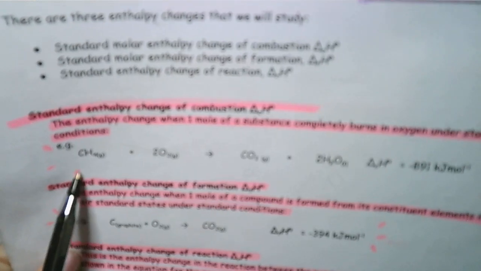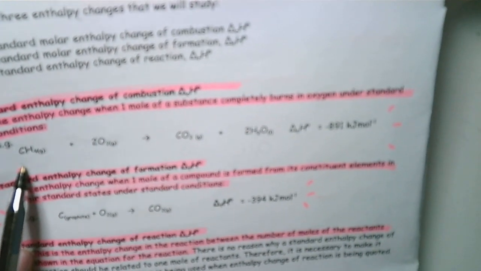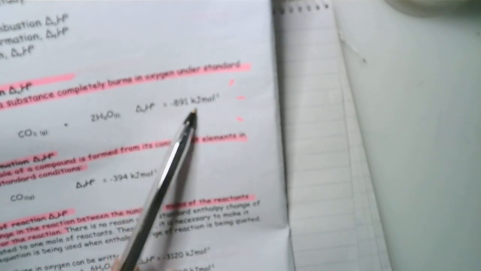An example being used here is CH4, which is methane, burning in oxygen to form carbon dioxide and water, and because it's a negative enthalpy change, it means that it is an exothermic reaction.